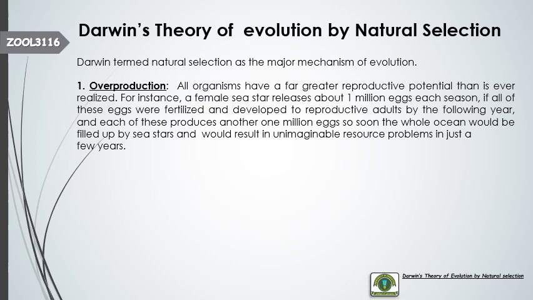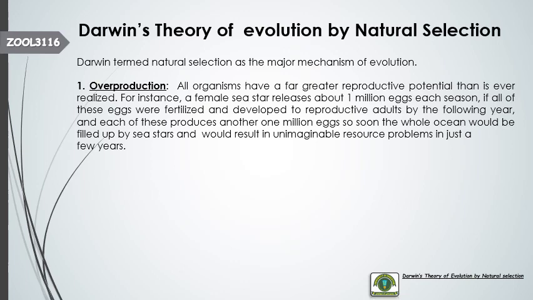What would happen? The resources of the oceans would be exhausted very soon, and the ocean would soon be filled up by sea stars. Likewise, the oyster also releases 100,000 eggs in each spawning. So the same would happen. Now what happens? There is overproduction.